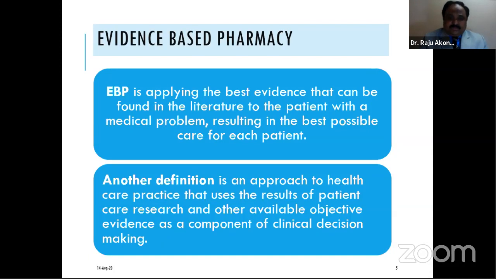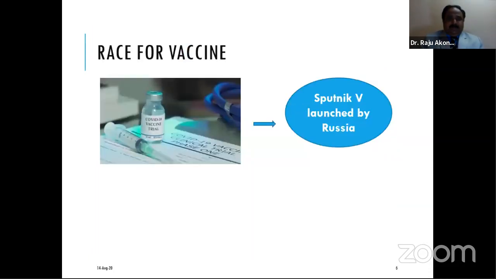Now, there is another definition for evidence-based pharmacy. Evidence-based pharmacy is an approach to healthcare practice that uses the results of patient care research and other available objective evidence as a component of clinical decision making, right? Basically, to have this evidence and to evaluate the evidence, you have to follow certain procedures, and we are going to look at those procedures.